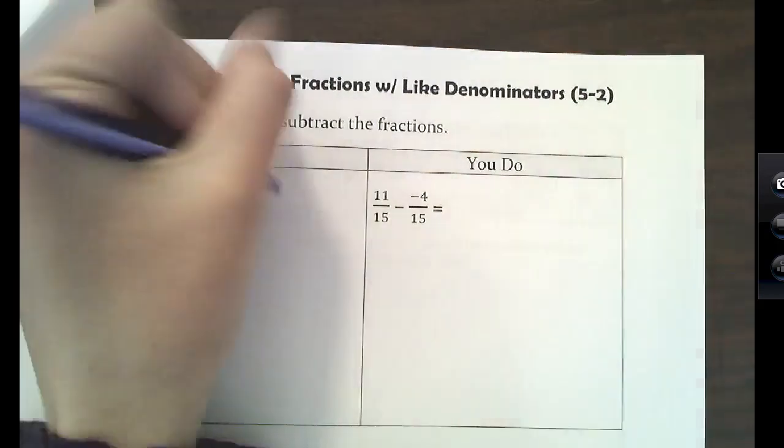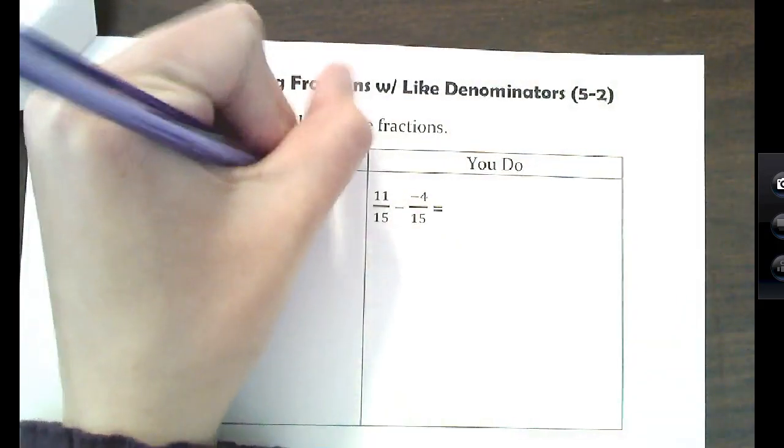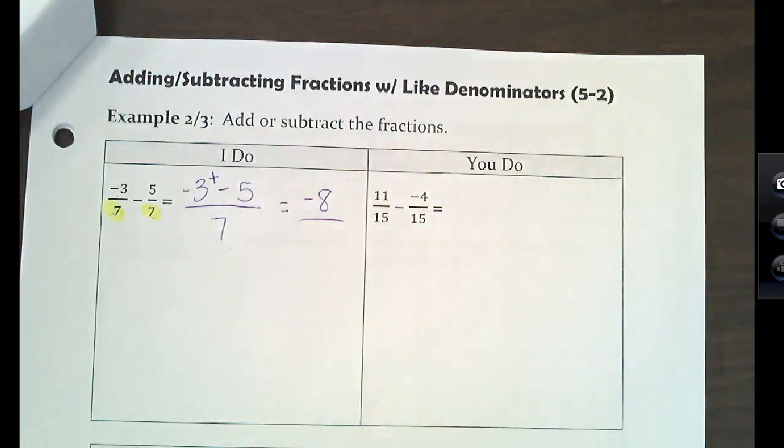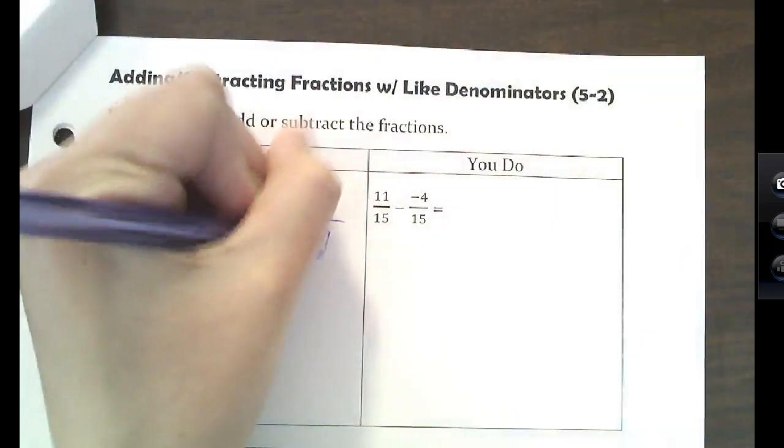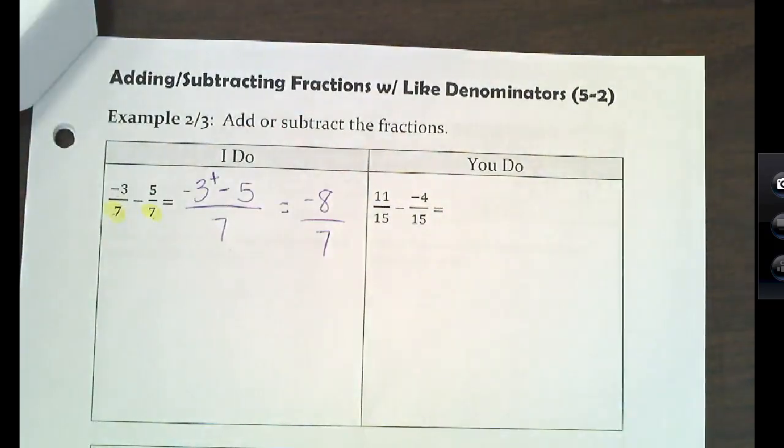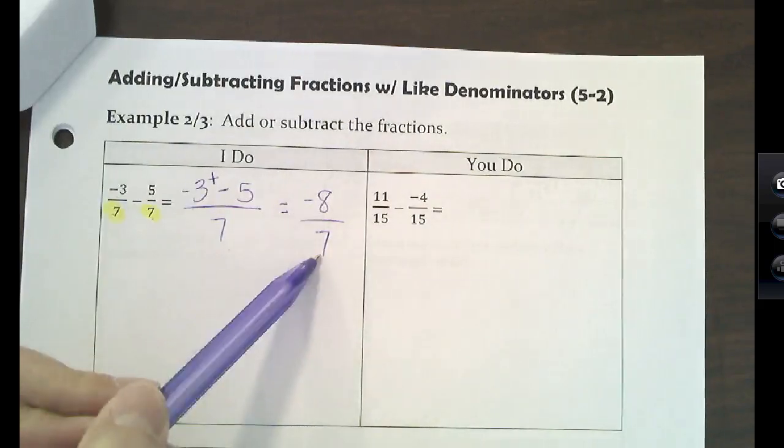So how many negatives do we have? 8. So I'm going to write negative 8 in my numerator. In my denominator, what do I have? 7. Very good. But this answer currently, negative 8/7, does anybody remember what type of fraction that is? That's called an improper fraction. And we want to take that improper fraction and turn it into what? It's improper because the numerator is bigger than the denominator.